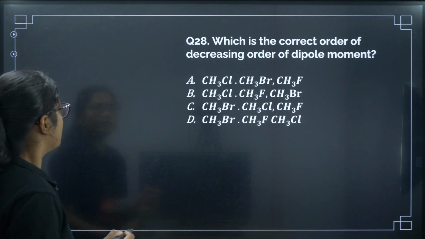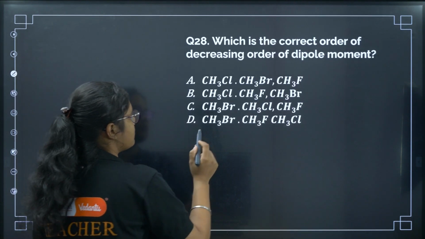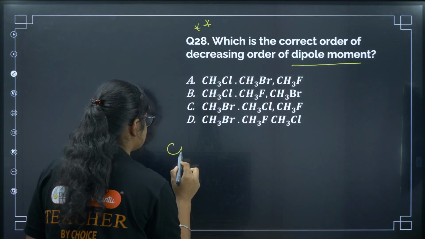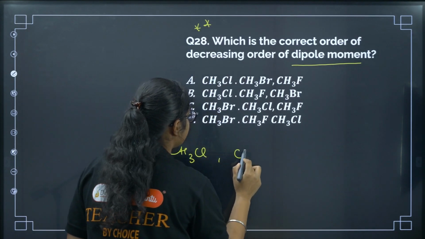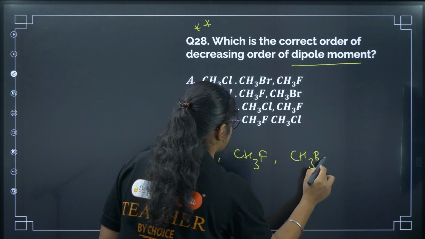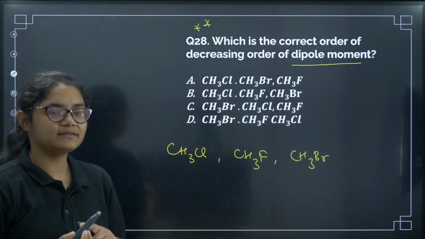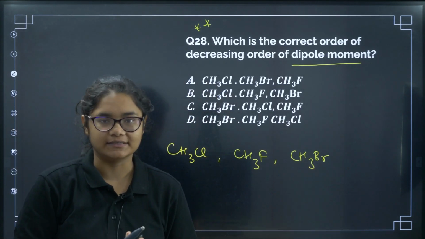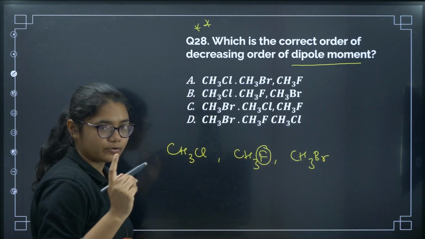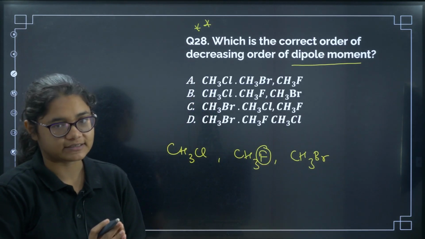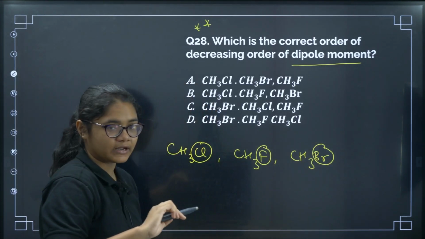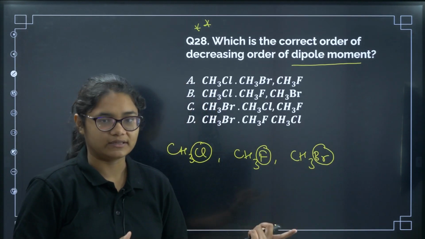Now next question, which is the correct decreasing order of dipole moment? Again, this is one important question. You have CH3Cl, you have CH3F, and you have CH3Br. Now you see, dipole moment depends on two things, electronegativity and size, that is your distance. Fluorine is the most electronegative, but the distance will be small in this case. Chlorine is medium electronegative and bromine is the least electronegative, but the distance will be more in this case.